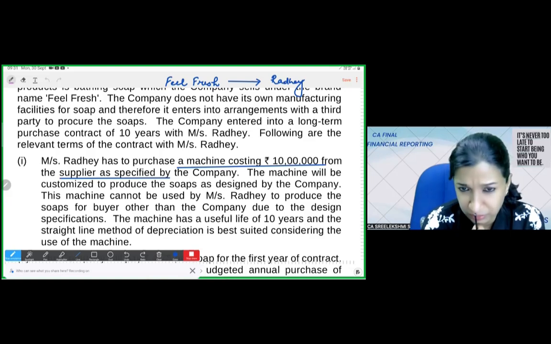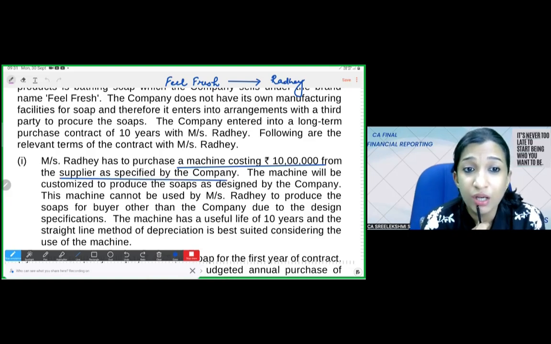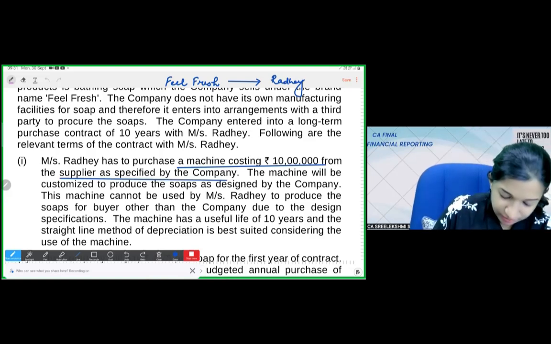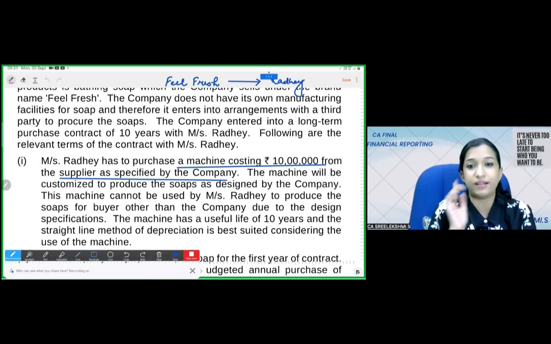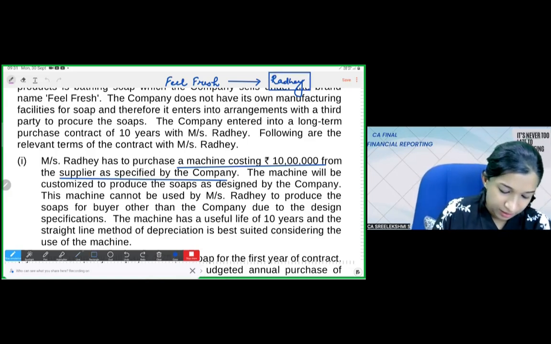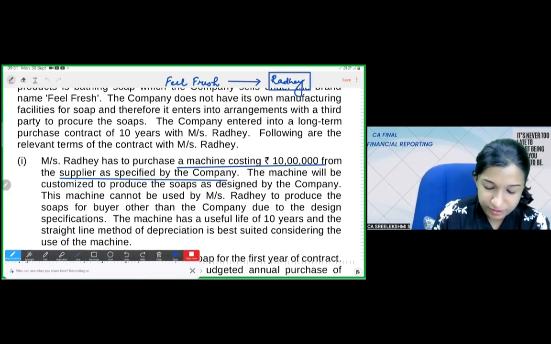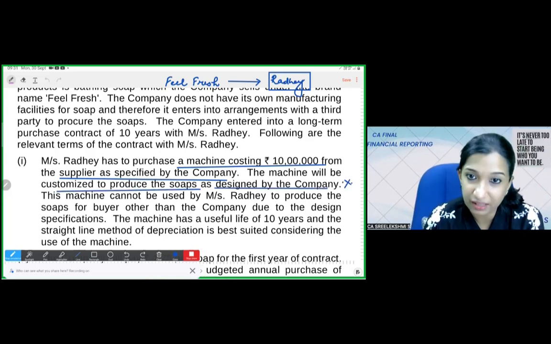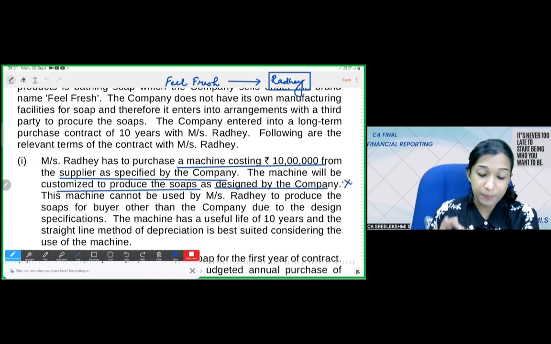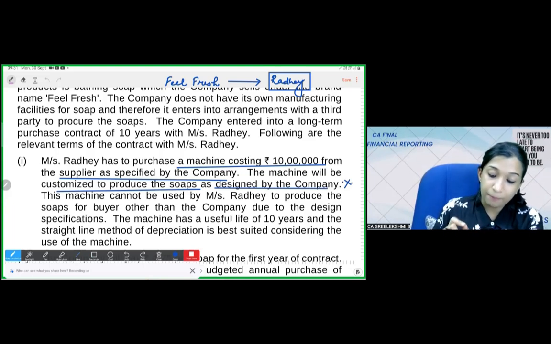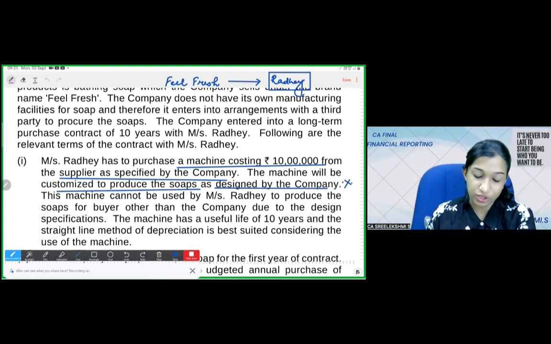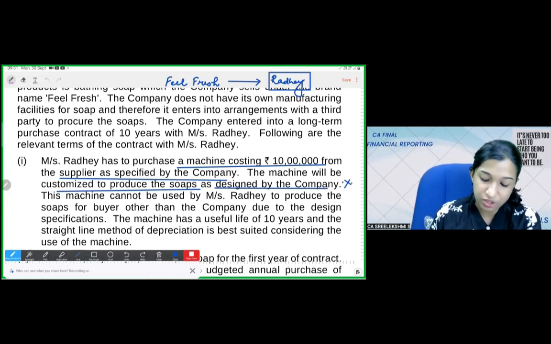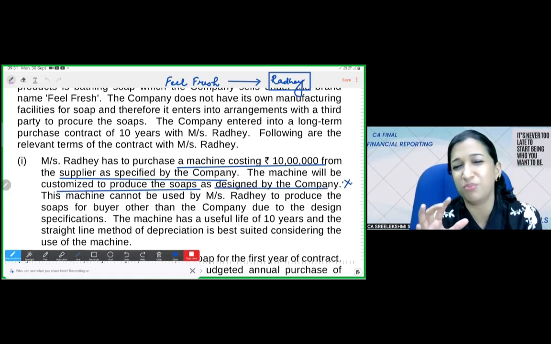Radhe has to purchase a machine to satisfy the contract. The machine will be customized to produce the soaps as designed by the company, that is Feel Fresh. This machine cannot be used by Ms. Radhe to produce soaps for buyers other than the company due to design specifications. The machine has a useful life of 10 years and the straight line method of depreciation is best suited considering the use of the machine.